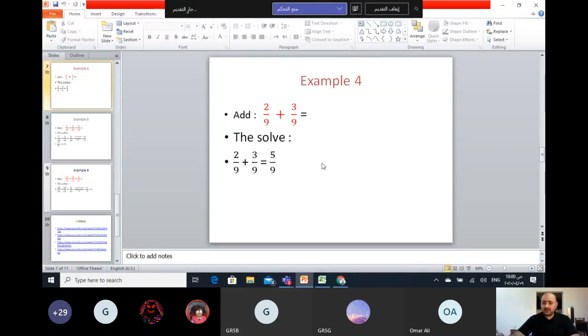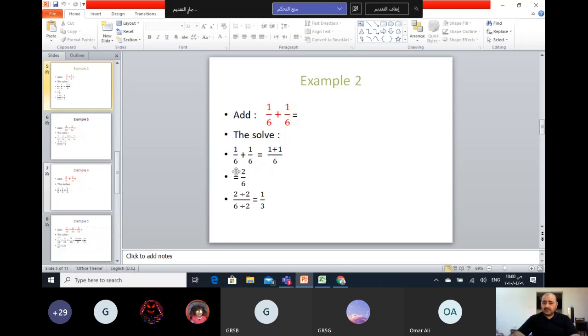But in this example, 2 over 6, when you find the GCF, it will be 2. So here I can write this fraction in simplest form. I will write 2 divided by 2 up and 6 divided by 2 down. So 2 divided by 2 will be 1 and 6 divided by 2 will be 3. This is the simplest form. So this is the difference between the two ideas here.